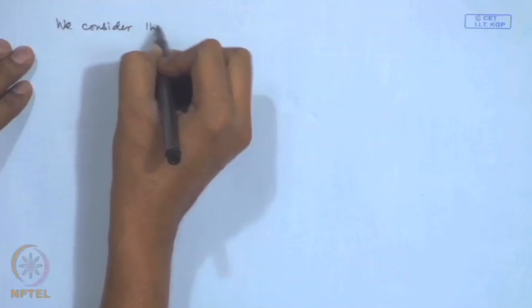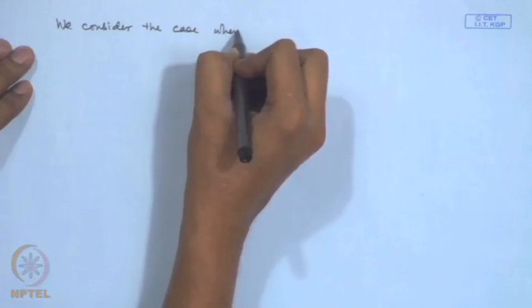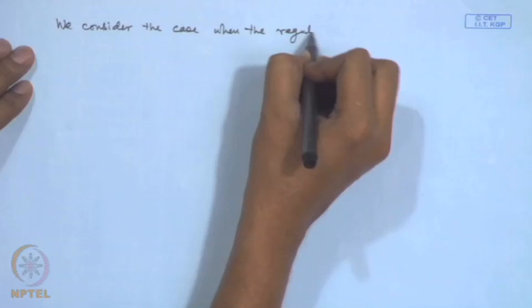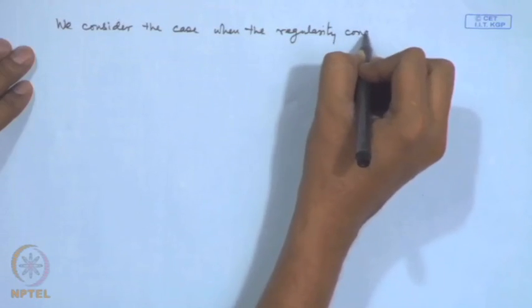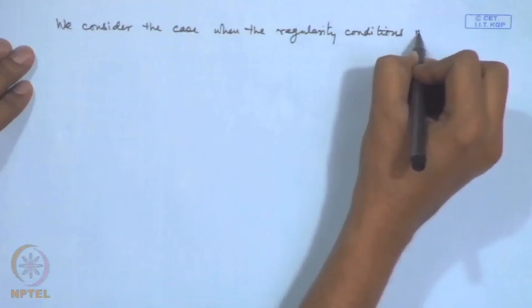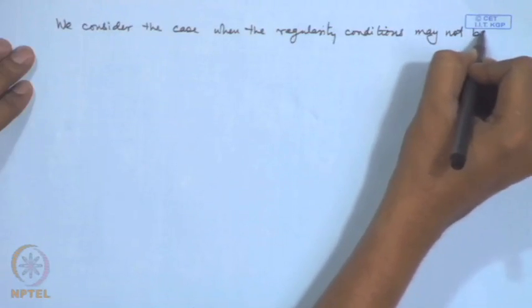Now, I mentioned about two other things. One is the case of multi-parameter situation, what happens to the lower bounds in that case, and another is, what if the regularity conditions are not satisfied, then what happens to the lower bounds. So, we consider the case when the regularity conditions may not be satisfied.